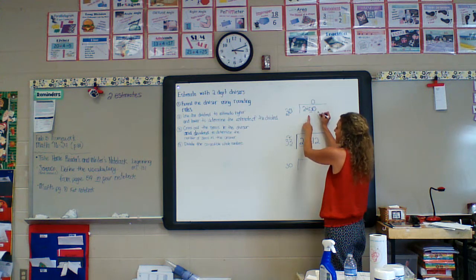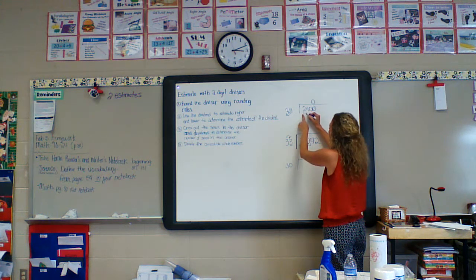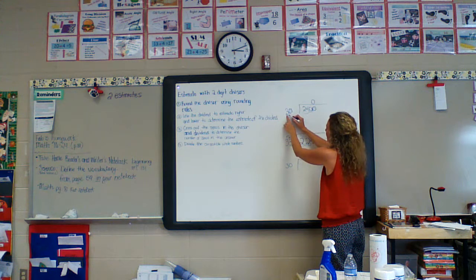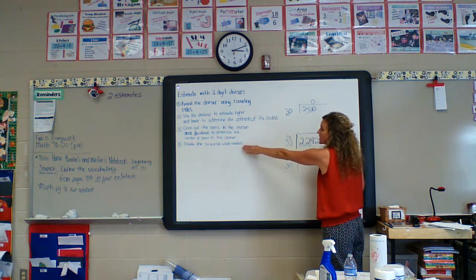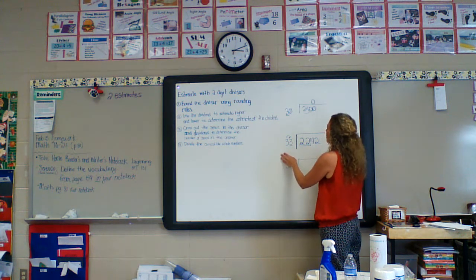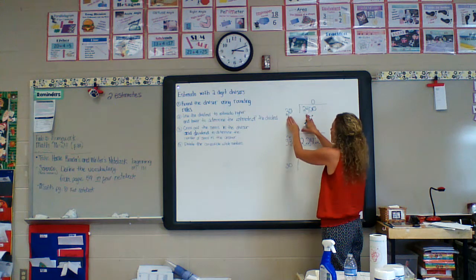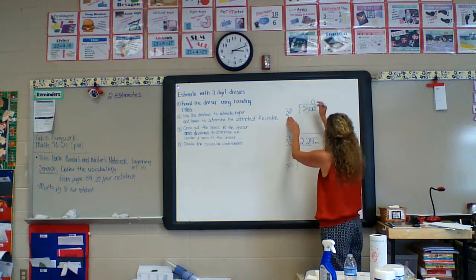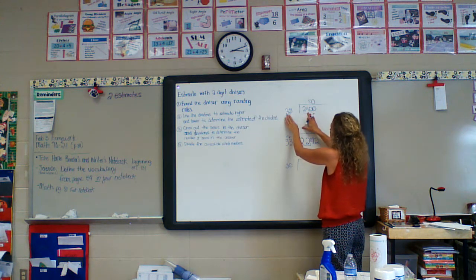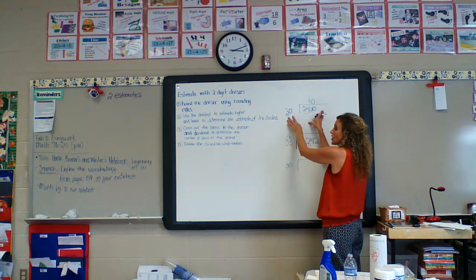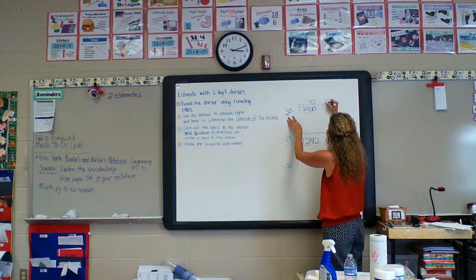Now I can ask myself, what is 24 divided by 3? Step 4, divide the compatible whole numbers. 24 divided by 3. The correct answer would be 8. 24 divided by 3 is 8. I have finished the higher estimate.